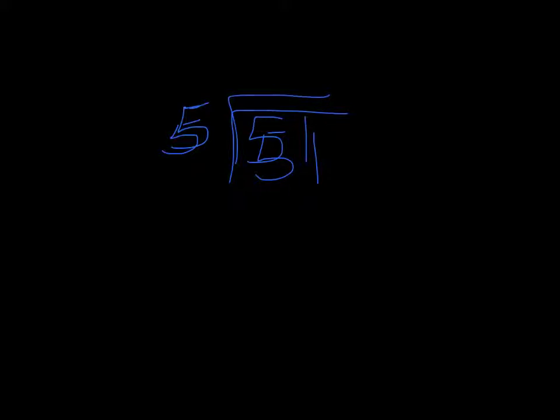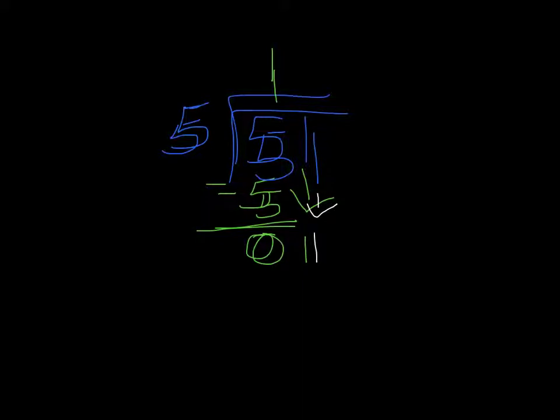Start out looking at our 5 here. 5 divided by 5 is 1. So put our 1 up here, and we multiply. 1 times 5 is 5. Now we subtract, 0, and now we bring down this 1.